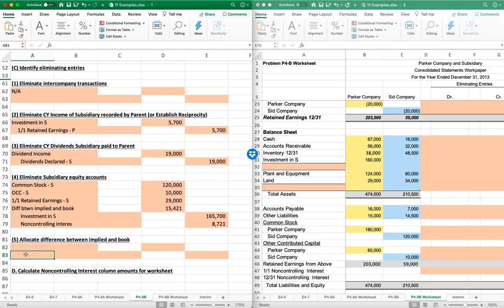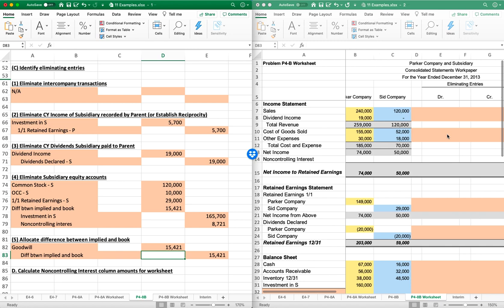Our last entry here is going to be to allocate our difference between implied and book. Remember that our difference between implied and book can be allocated to fair value adjustments and or to goodwill or gain on bargain purchase. In this case, the entire thing goes to goodwill. And we know that from our last example and from our computation and allocation of differences schedule.